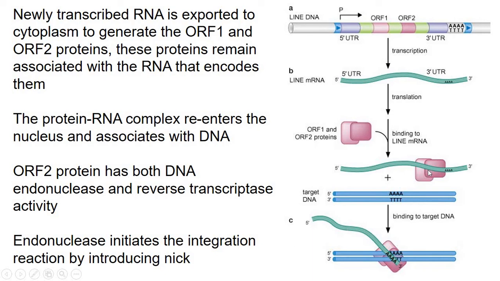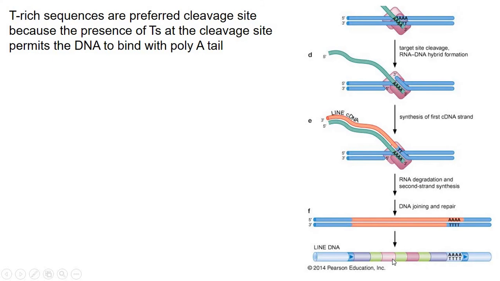Now what happens is the poly-A tail helps determine where to go and insert itself into the genome. So most of the time these poly-A retrotransposons will integrate into regions that have multiple T's in the sequence. So here this target DNA has these multiple T's. These multiple T's will bind to the poly-A tail. So this gives it a complementary sequence right there. So once this binds to this complementary sequence, this T-rich sequence is the preferred cleavage site.